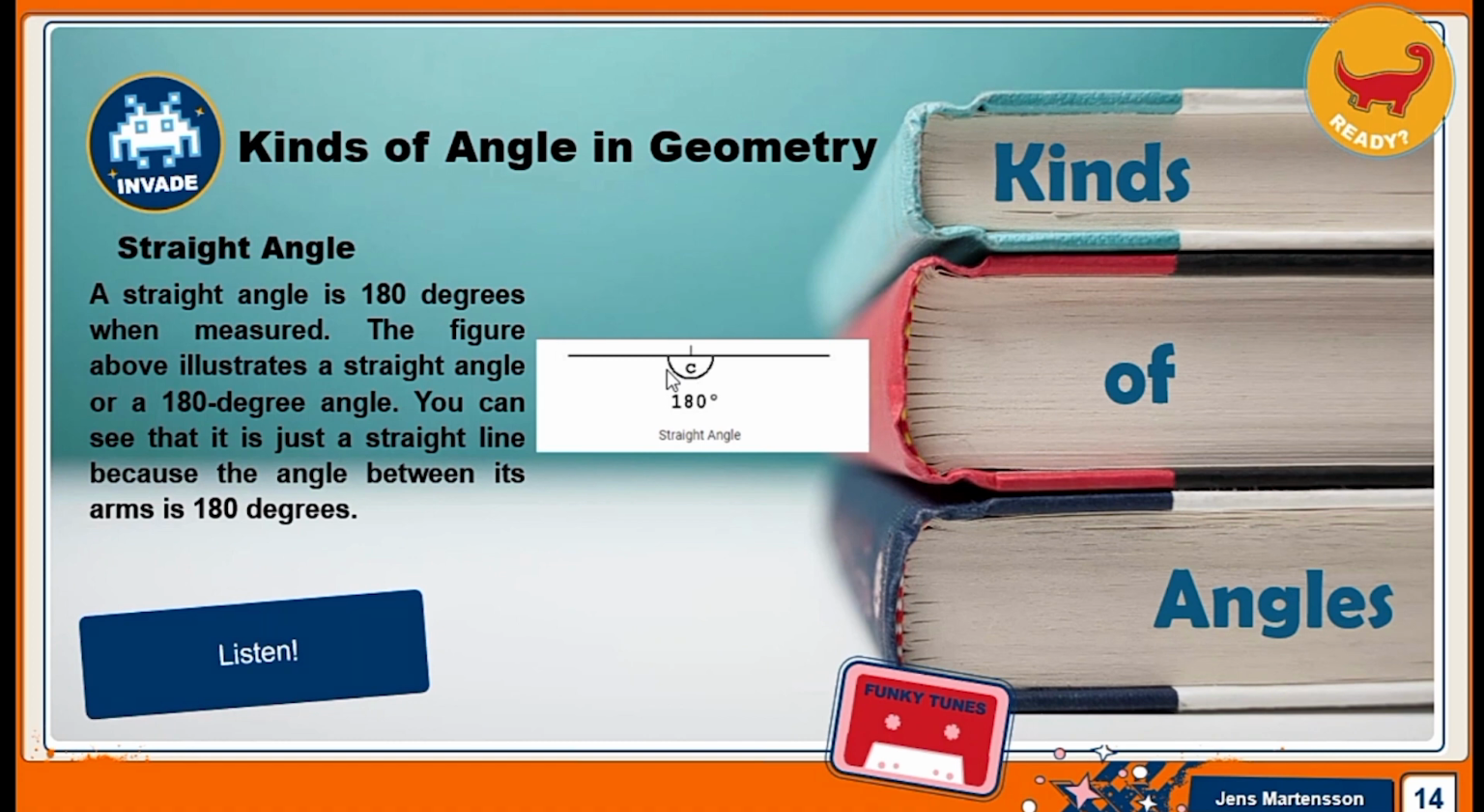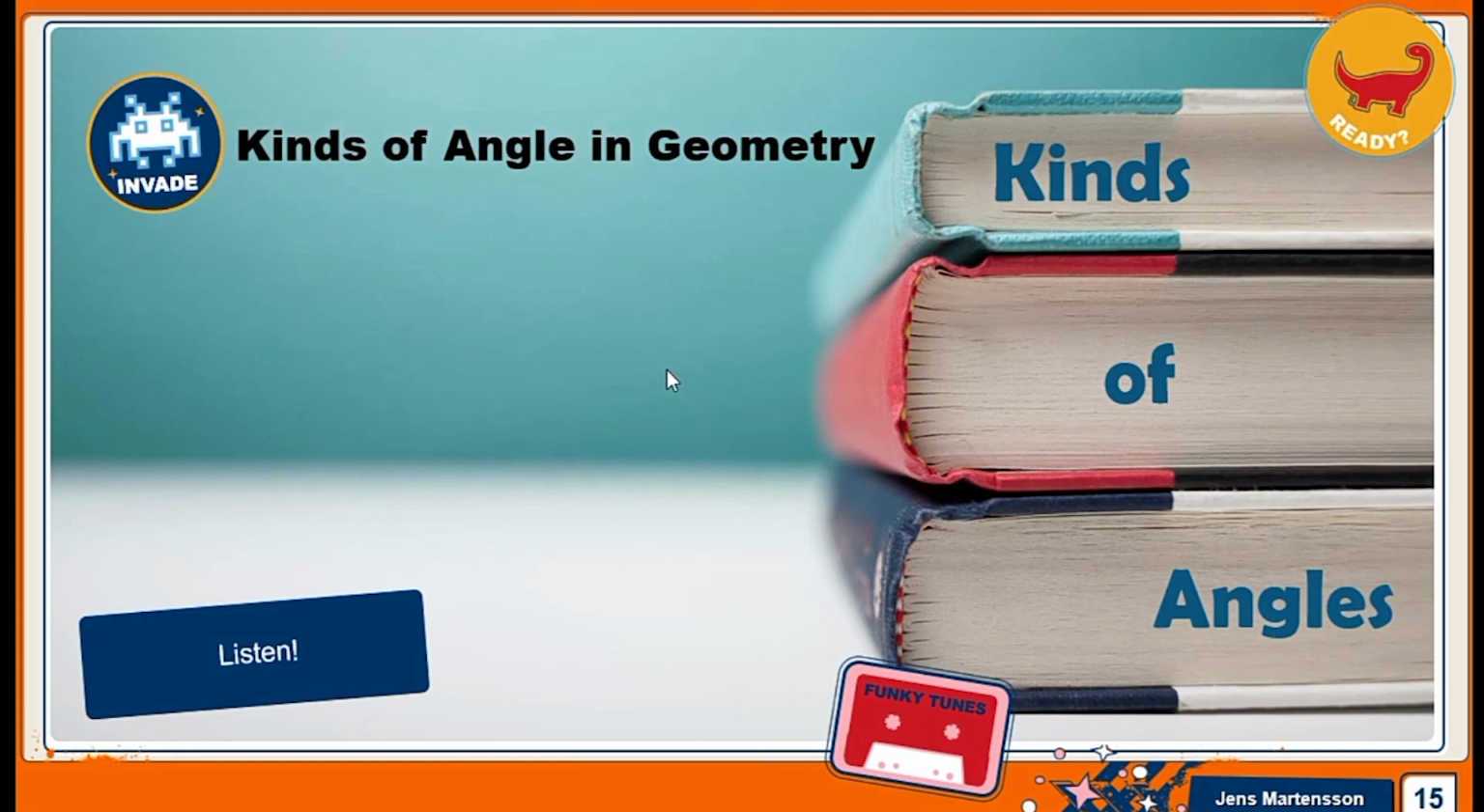Okay, here is the definition of a straight angle. A straight angle is 180 degrees when measured. So 180 degrees, not less than, not greater than, but equal to 180 degrees. That is a straight angle. So the figure illustrated is a straight angle or 180-degree angle. You can see that it is just a straight line because the angle between its arms is 180 degrees. Okay? Do you understand? So that is the definition of a straight angle.